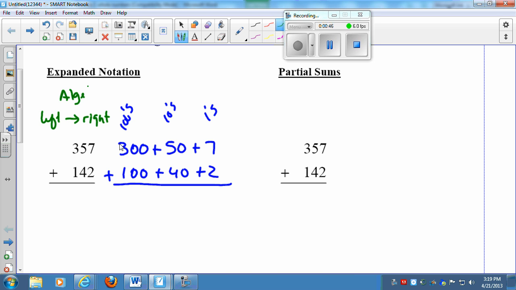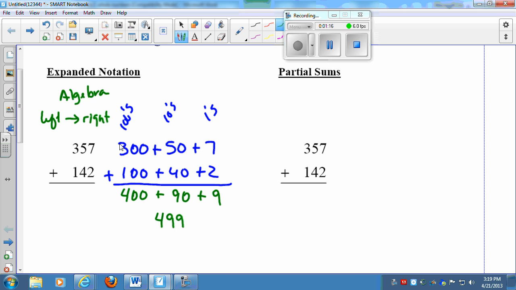That's how we actually do algebra. It's actually how you read a textbook or anything else, is from your left to your right. So we're going to do mathematics that way. So I'm first going to add my hundreds. 300 plus 100 is 400. 50 plus 40 is 90. And 7 plus 2 is 9. Now combining these together, I have 499.